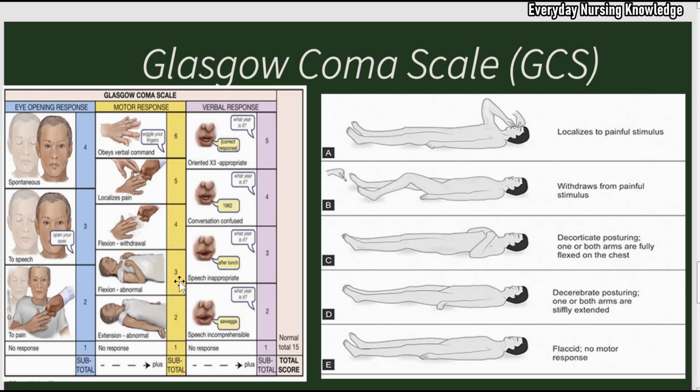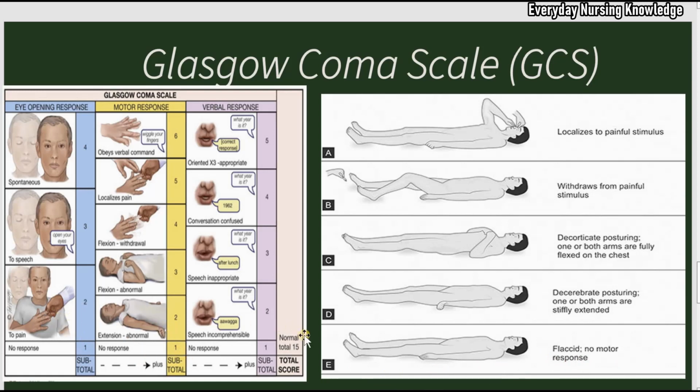Now you give a score of 2 if the patient is decerebrate. Decerebrate means the arm extends. You give pain to the patient, the patient does not wake up. Instead, you will see the arm extends with internal rotation of the arm. So in this case, you give a score of 2, and this is the worst posturing. If to the painful stimuli there is no response at all, the patient is flaccid, no motor response, then you give a score of 1.